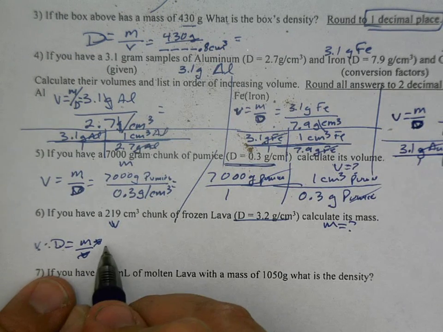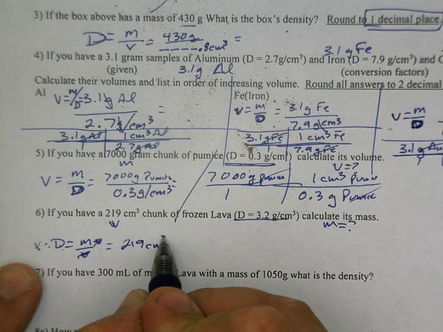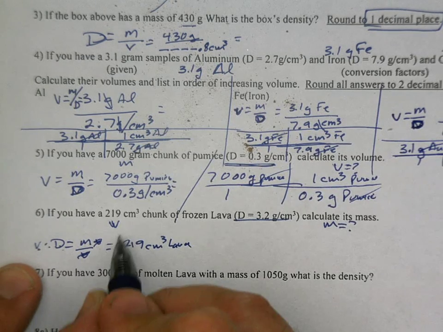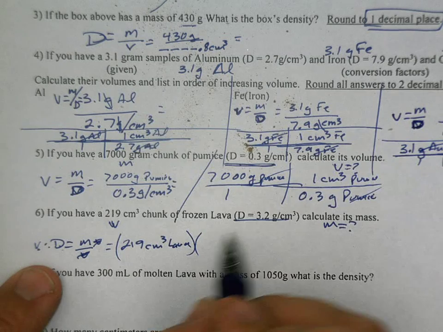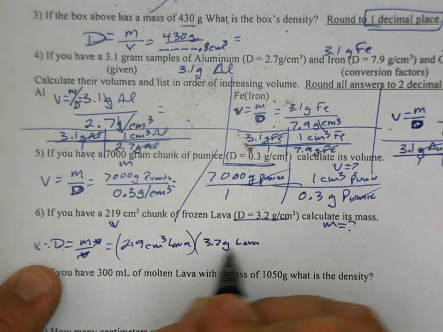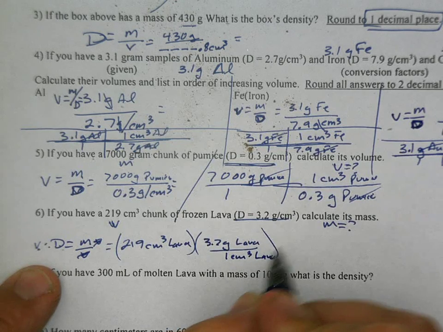So let's put in the volume, 219 cubic centimeters of lava. And we're going to multiply that by the density of this lava, 3.2 grams of lava in 1 cubic centimeter of lava. You've got your answer.